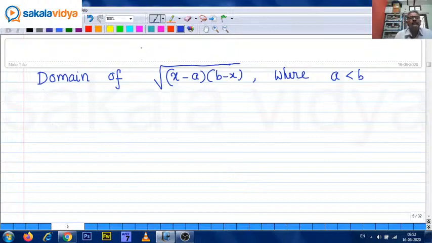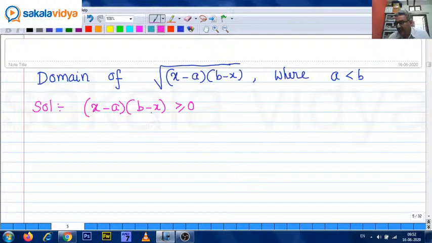So now here solution: x minus a into b minus x for a domain should be greater than or equal to 0. But actually x into minus x is minus x square. We need to make x square coefficient unity. Multiply minus 1 on both sides. This can be written x minus a into x minus b, and the symbol reverses, less than or equal to 0.